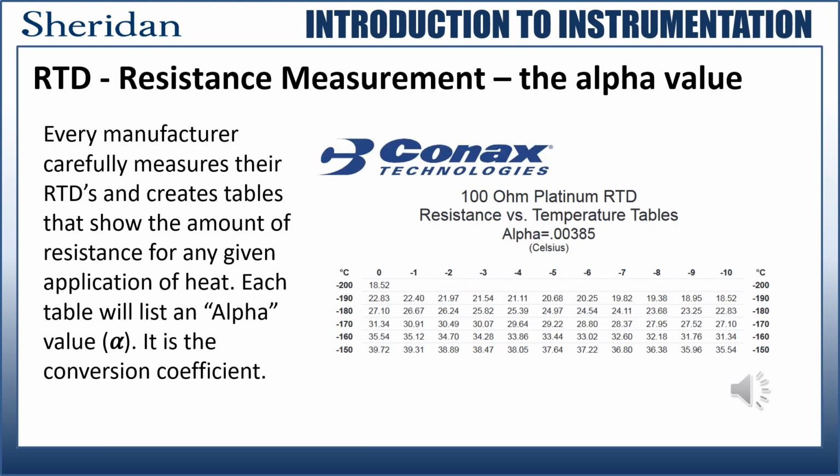Every manufacturer carefully measures their RTD and creates tables that show the amount of resistance for any given application of heat. They all ensure linearity, as shown in the graph in the previous slide. Each table that they create will list an alpha value. This is its conversion coefficient and must be used in all calculations.